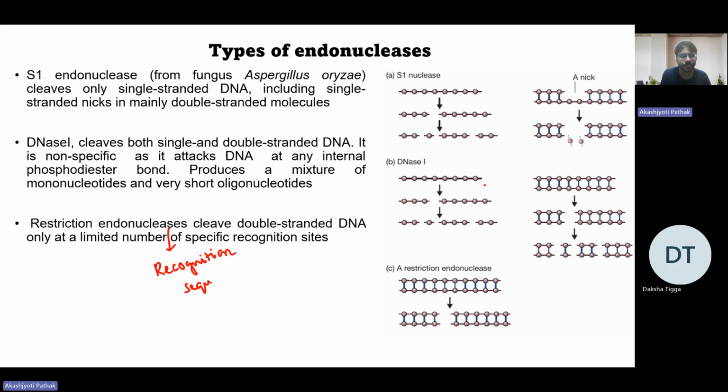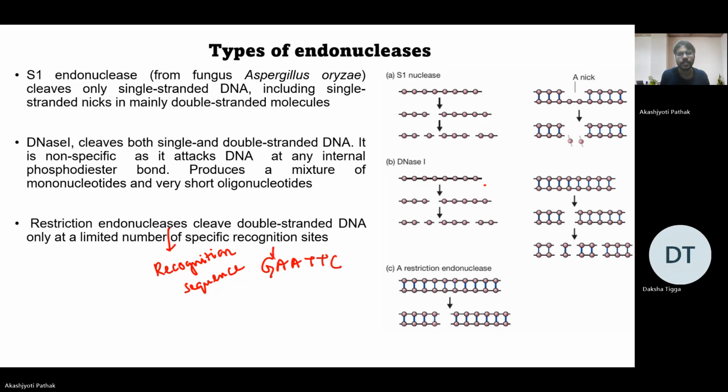So each restriction enzyme is unique in the sense that it recognizes different DNA sequences. These DNA sequences are called recognition sequences, and within this recognition sequence, there are specific sites at which this restriction endonuclease will cause a cut. So these sites are called the restriction sites. Okay. So for example, GAATTC.